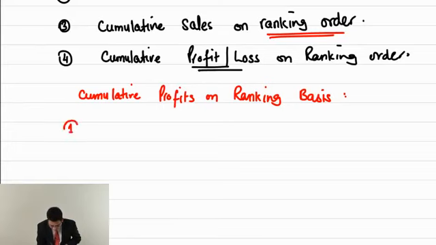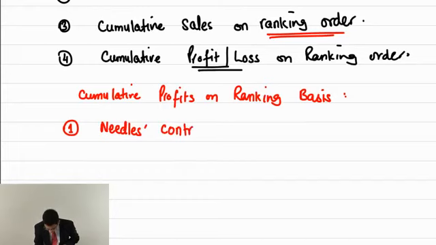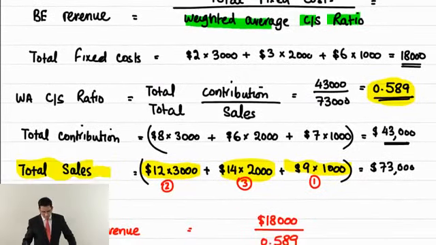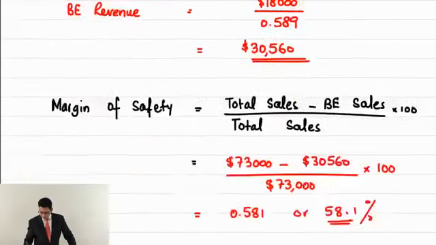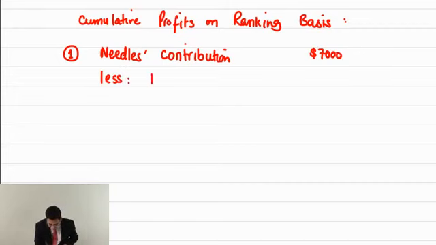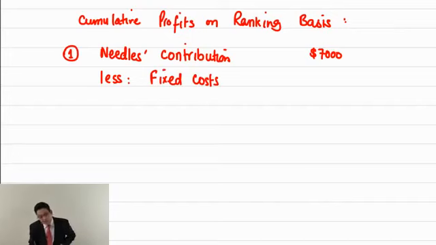Remember, the first ranking product is needles. Here is the profit from needles. First of all, needles contribution. Remember the contribution we calculated already, we just need to pull it out. Contribution 7,000. So needles contribution is 7,000 less fixed costs. Remember, fixed costs 18,000.